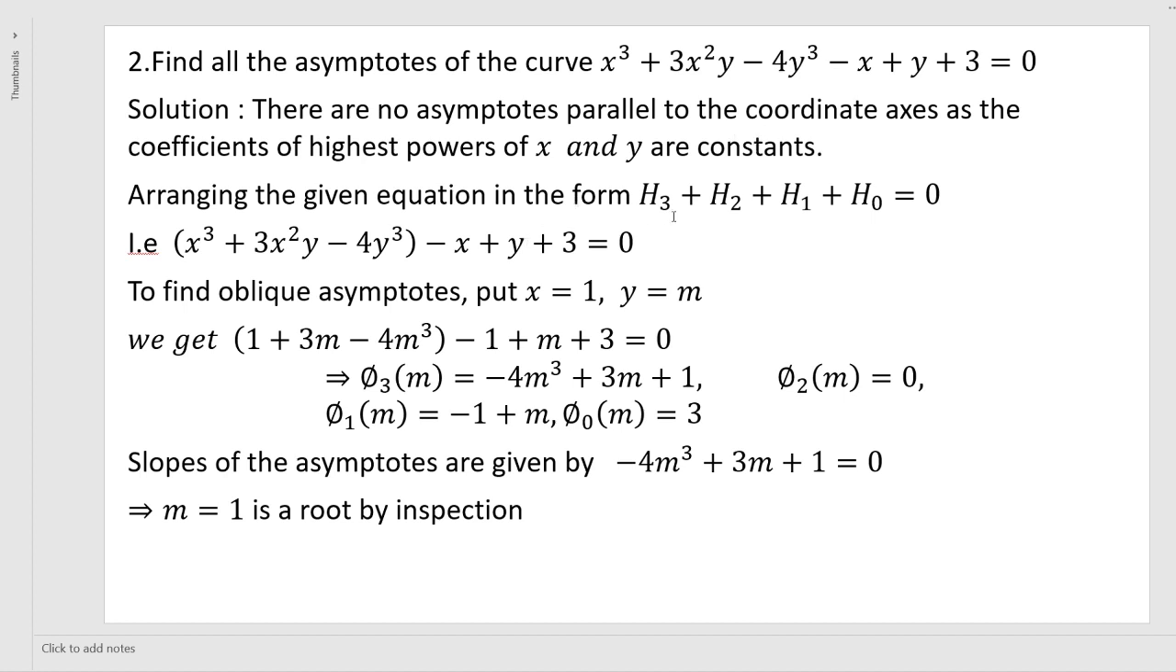Arranging the given equation in the form h3 plus h2 plus h1 plus h0 is equal to 0, the highest degree here is 3, so I have taken h3. This is to find the oblique asymptote. h3 is x cube plus 3x square y minus 4y cube. To find the oblique asymptotes, put x is equal to 1 and y is equal to m in this equation. What do we have? Look here.